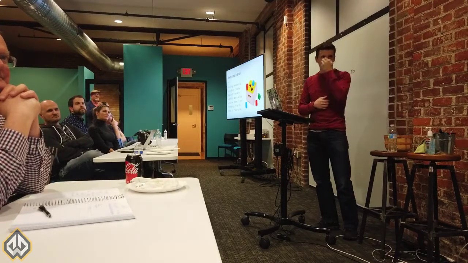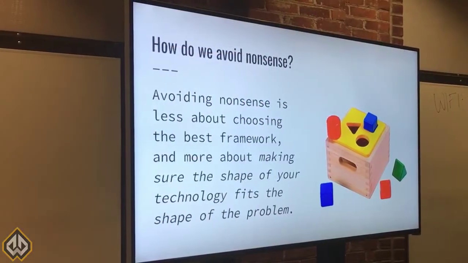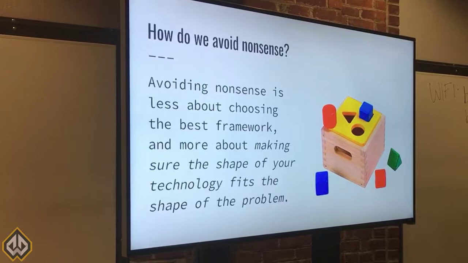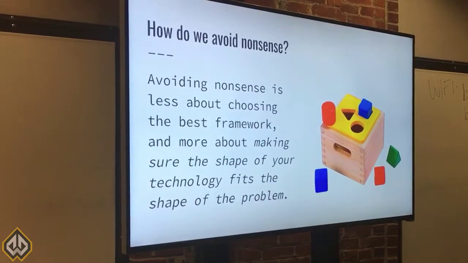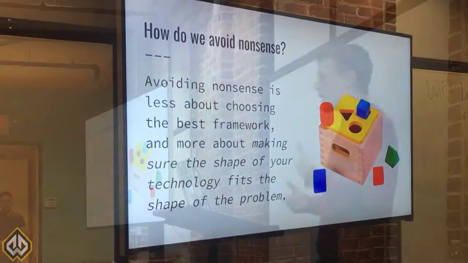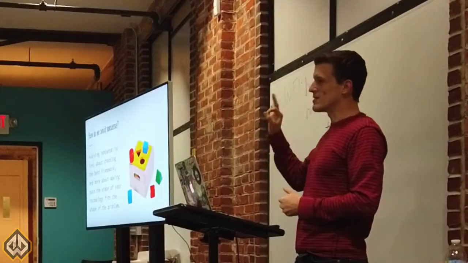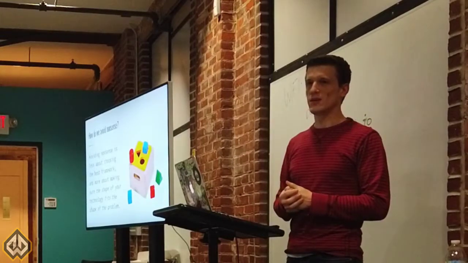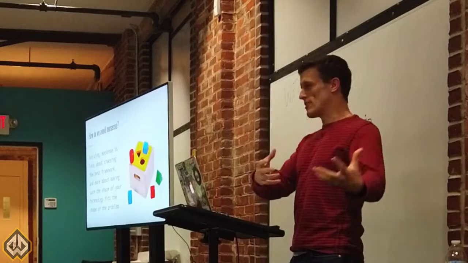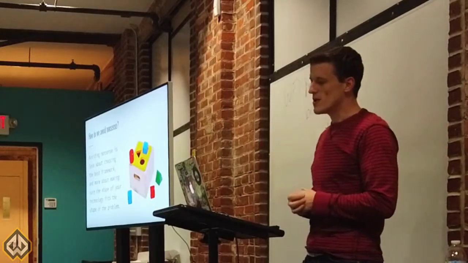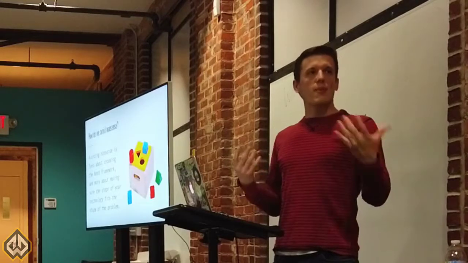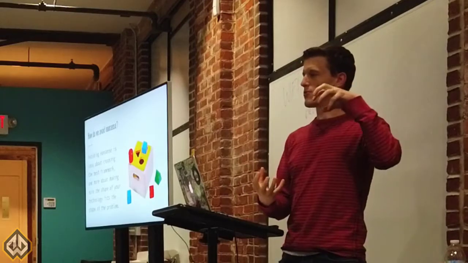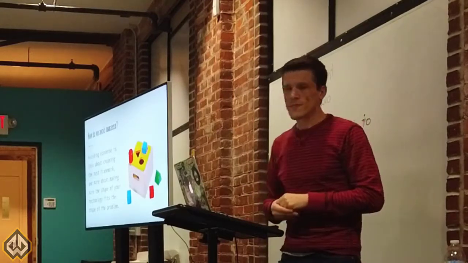So what I've found is that avoiding nonsense is less about choosing the best technology or technical framework, and more about making sure the shape of your technology fits the shape of the problem, right? I've seen projects where MongoDB was excellent and it made things performant and it was wonderful, and I've seen projects where MongoDB was a big issue and they had to refactor it out and it took months and months, right? And it's not because MongoDB was inherently great or inherently terrible. It just needs to be the right shape for the problem that you're trying to solve.